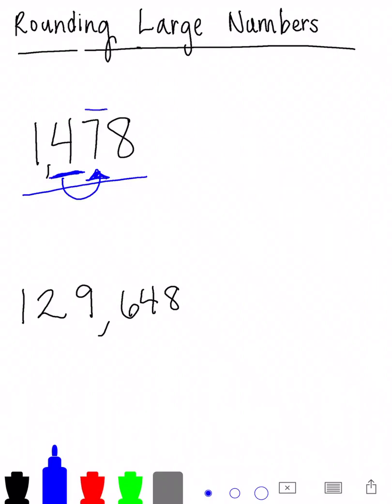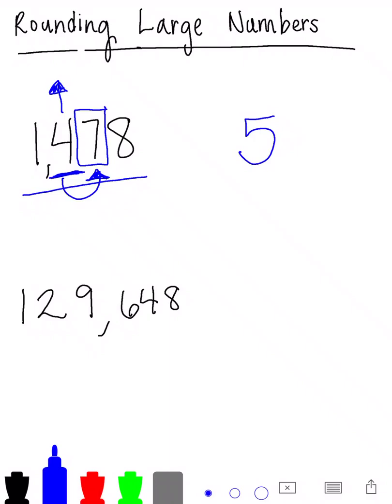Since I have a 7 in my tens place, I need to round up in my hundreds place because a 7 is larger than a 5. So my hundreds place is going to become a 5.